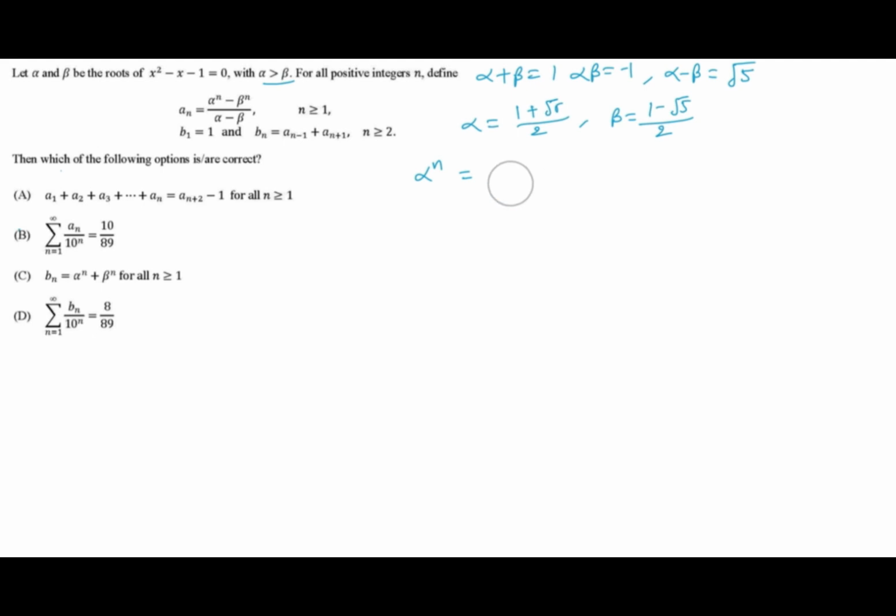Therefore, we try to find an expression for alpha to the power n. So we look at the equation and we can see that alpha square equals alpha plus 1. If we multiply one more time, we will have alpha cube equals alpha square plus alpha. And now you can see there is a pattern. Therefore, we can write alpha to the power n equals alpha to the power n minus 1 plus alpha to the power n minus 2. And a similar expression can be written for beta to the power n.